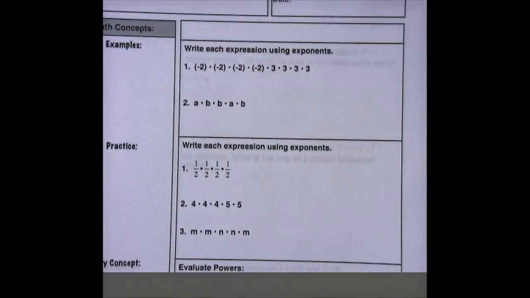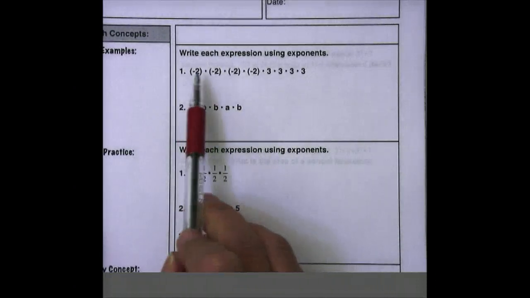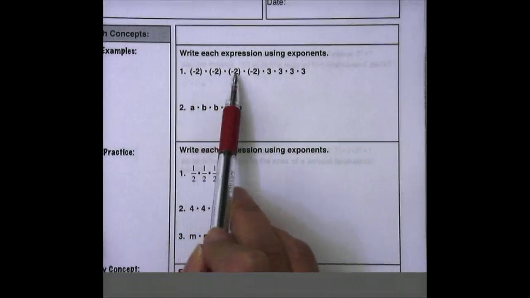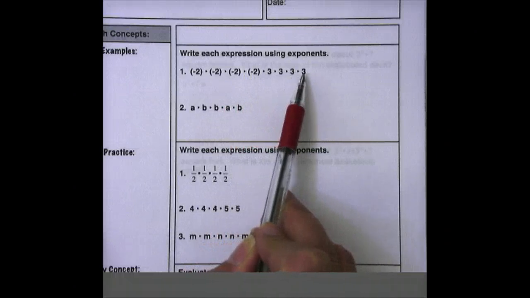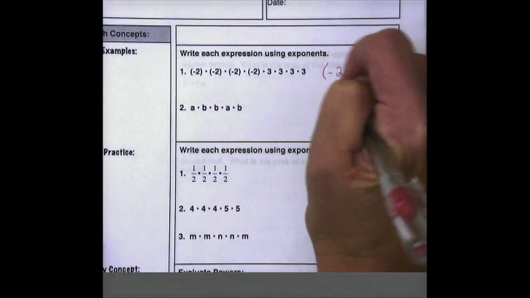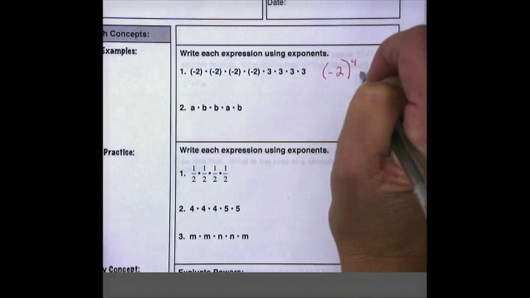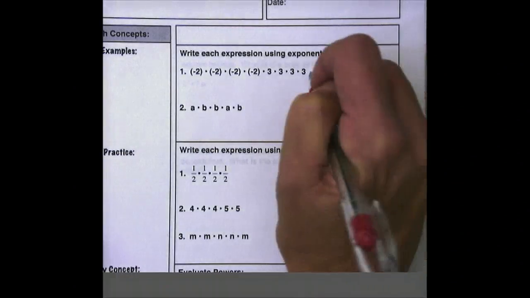This should be very easy for you. We've done this many times, and this is not the first year you've done it. So let's take a look at this. -2 times -2 times -2 times -2 times 3 times 3 times 3 times 3 is going to be -2 to the 4th times 3 to the 4th.